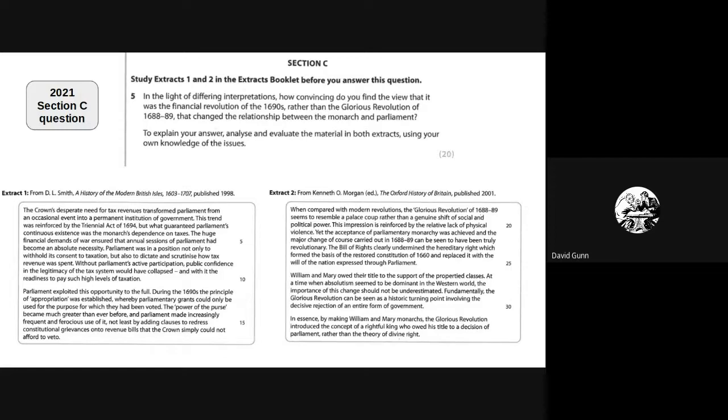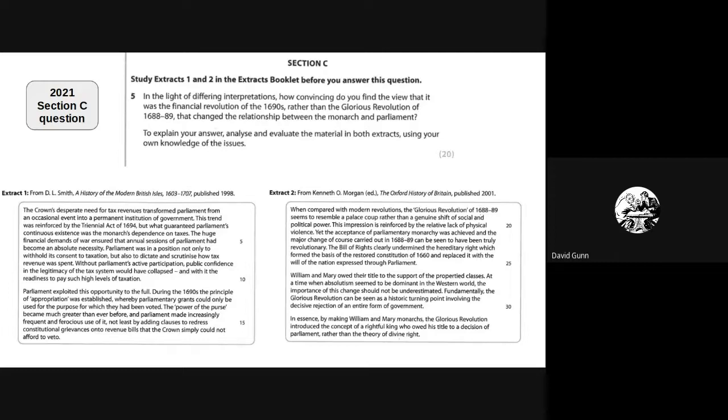So really, Smith is arguing it does change things, the reliance on Parliament for money. He talks earlier on about the Triennial Act of 1694. So the war meant that the monarch was reliant on Parliament. Okay. Morgan in extract two is more of a traditional view of this, but I think the main reason for that is that it's focusing only on 88 and 89 here.